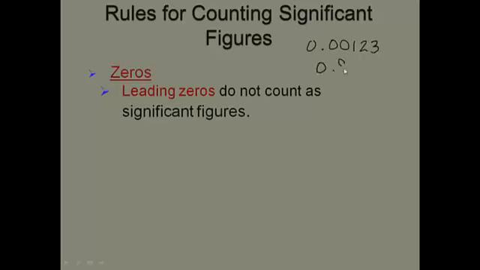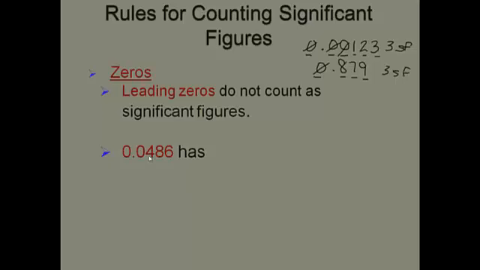Now, when I'm talking about leading zeros, I'm talking about zeros at the beginning of a number. So numbers like this, these zeros at the beginning of the number are leading zeros. And as it turns out, we call these zeros placeholders. They do not count as significant figures. So if we want to count the significant figures in this number, these zeros don't count. These 3 non-zeros do, so this number would have 3 significant figures. Again, this is a leading zero, it does not count.